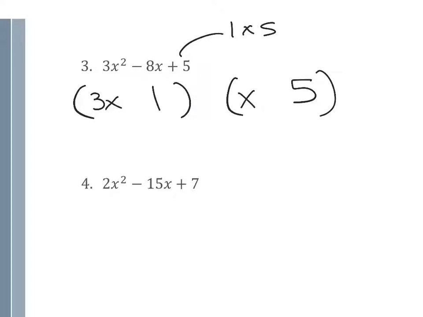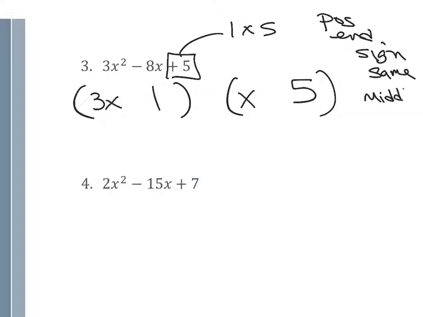Now, the other thing too is you have to watch the signs. Remember, just like in last night's homework, when the last number is positive, so when your end number is positive, the signs are the same. And the sign that both binomials will have is going to be the sign of the middle. So this is positive and this is negative, so both of the signs need to be negative.